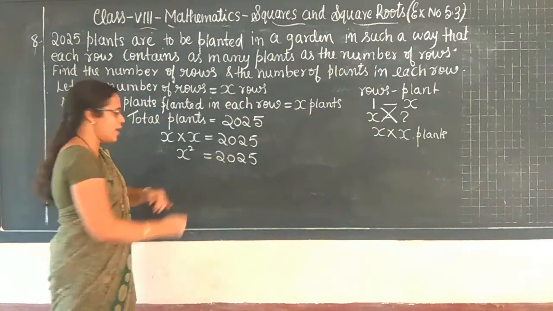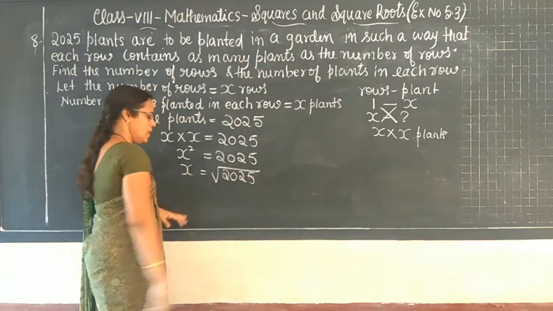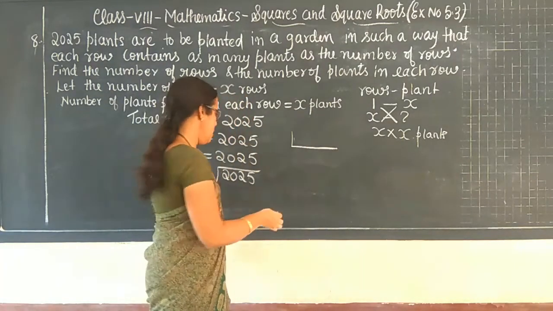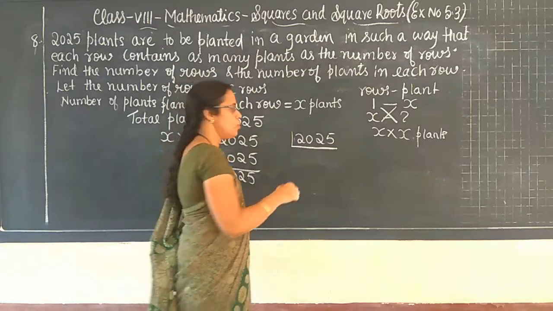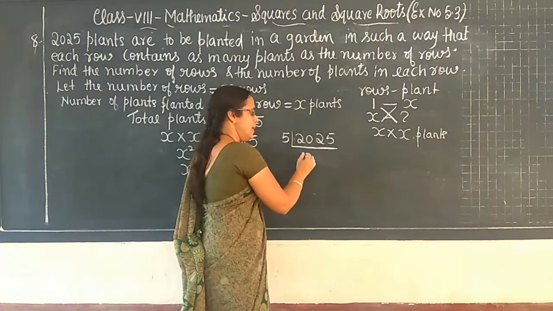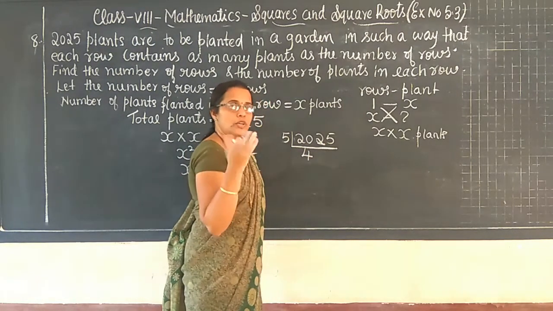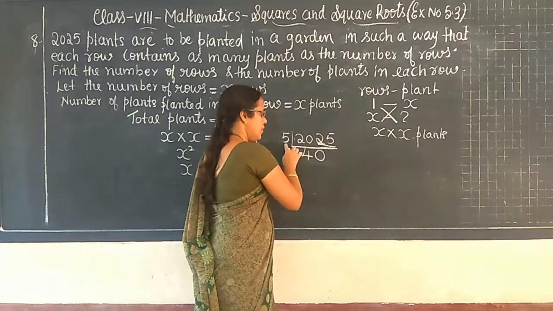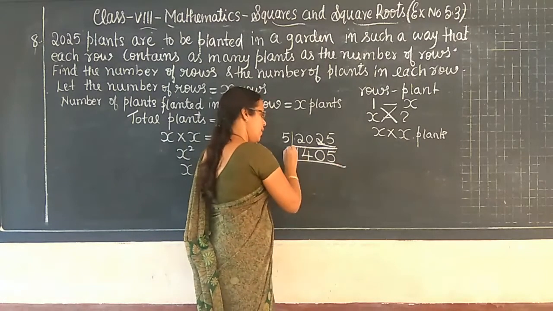Square goes, square root comes. Square root of 2025. How to find the square root of a bigger number? By taking the LCM. 2025. Which table do you have to use? 5, because the last number is 5. 5 fours are 20. 5 how much are 2? Not possible, so 0, children. Then 25. 5 5s are 25. Again divide by 5.